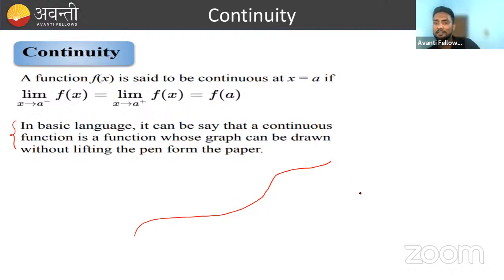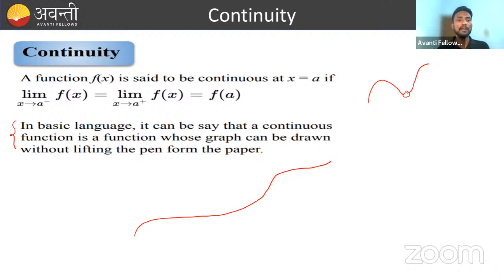But suppose we are drawing a graph like this, and I lift the pen, and then after that there will definitely be a point of discontinuity, and so on. Here you can see it is not continuous. I hope everyone understood what a continuous function is in basic language, right?